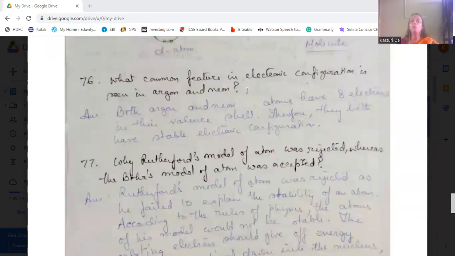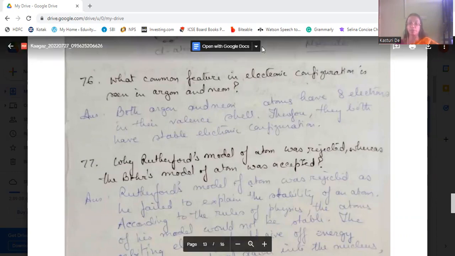Now, what common feature in electronic configuration is seen in argon and neon? In argon and neon, atoms have 8 electrons in their outermost shell. Therefore, they have a stable electronic configuration. This is the common feature between them. Then, why was Rutherford's model of the atom rejected, whereas Bohr's model of an atom was accepted?